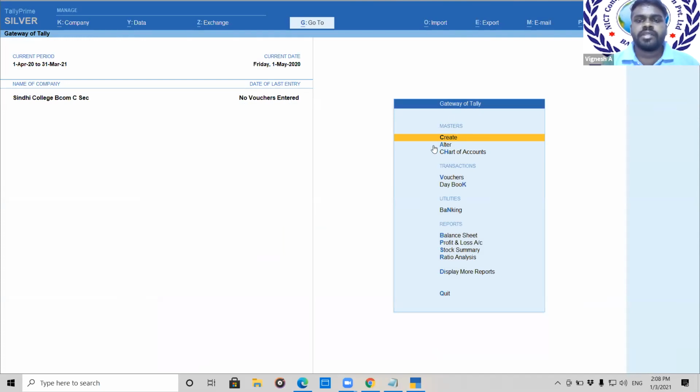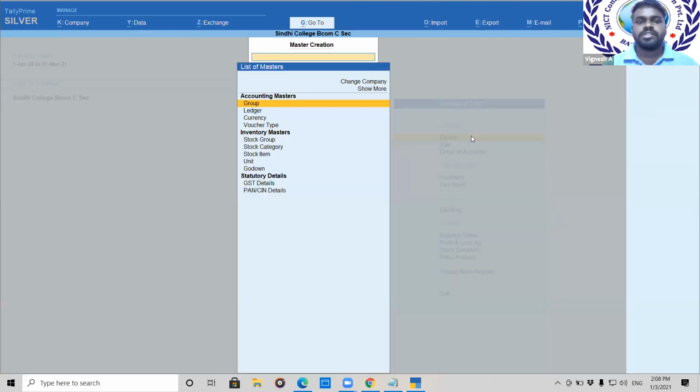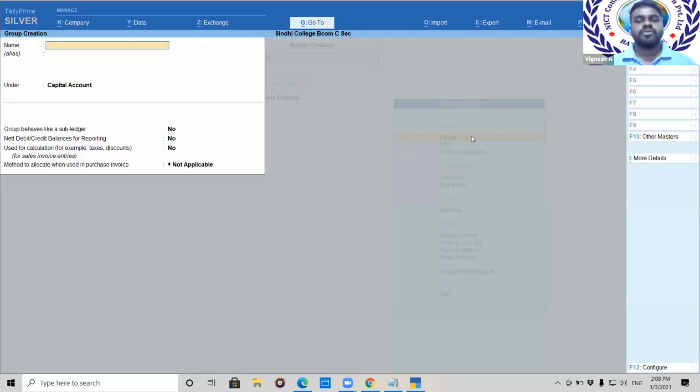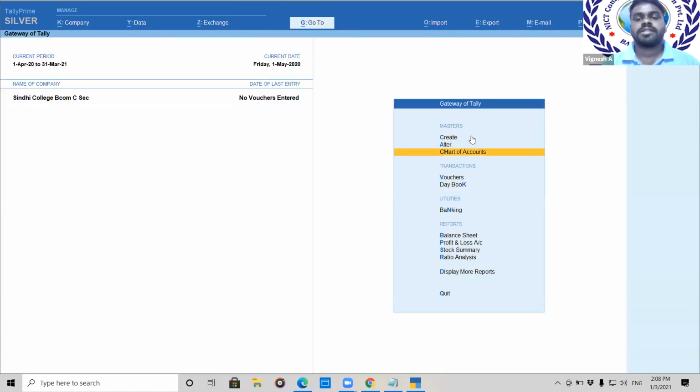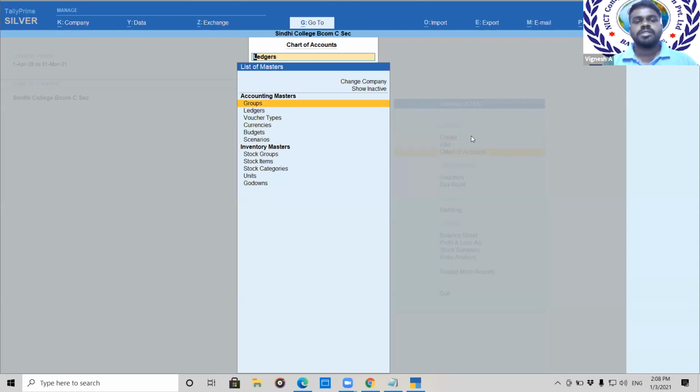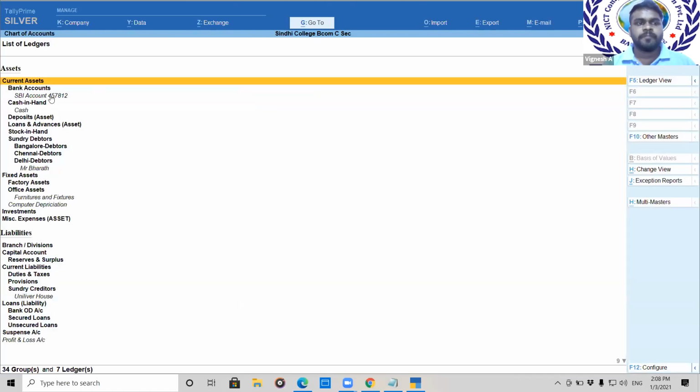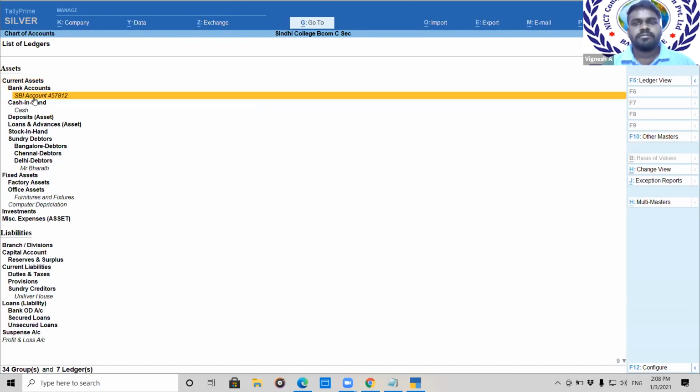Masters: create, alter and display mode, that is your chart of accounts. In creations we have seen accounting masters and inventory masters, then how to create your groups and ledgers, stock item, stock category, stock units of measure. Let us check the structure, how it is prepared with your groupings and ledgers. You can see these are the ledgers, and the darker bolded ones are your groups.